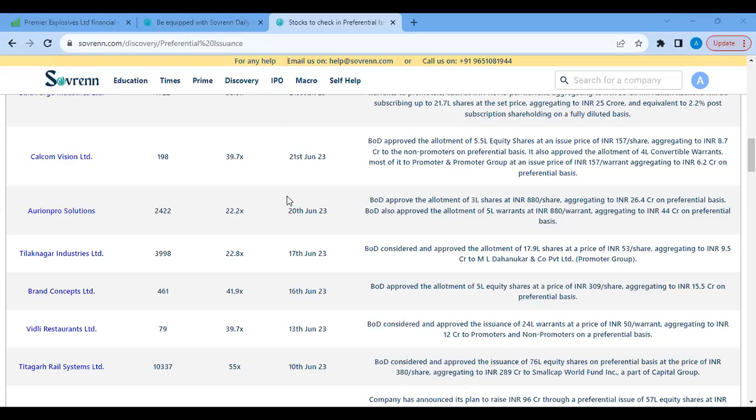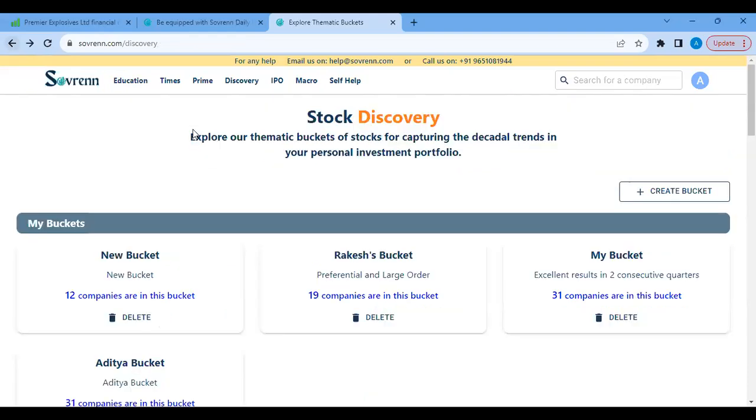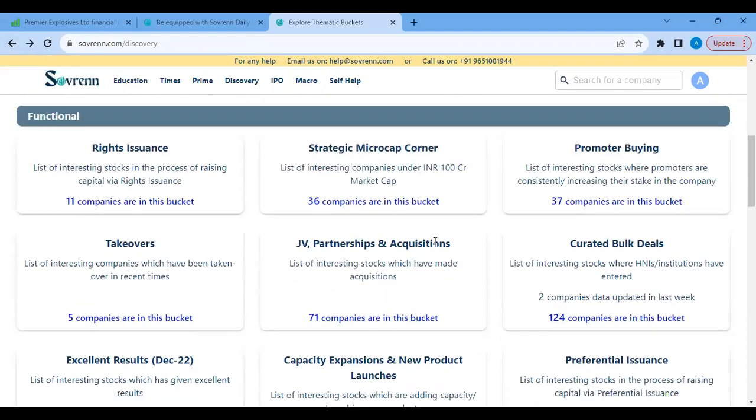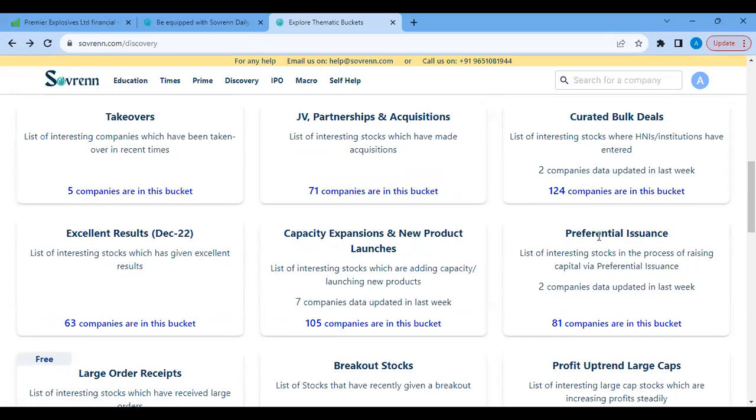Someone is saying, where do I get fundraising information? Shivendra, if you go to Discovery, you can get preferential issuance and fundraising information. We cover it in Sovrenn Times also. You can get information in Sovrenn Times as well.